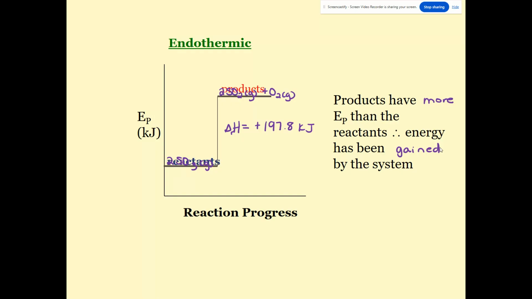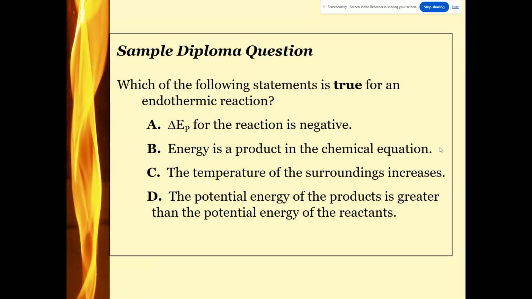So I believe we have a sample diploma question, and then the lesson is over. Which of the following statements is true for an endothermic reaction? I'm hoping when you guys write tests and quizzes in your diploma, you're using something to highlight or underline to make sure you're reading questions very carefully and taking your time. Now, if it asks you for delta EP, that's just like the potential energy diagram. Delta EP is the same as saying delta H. It means the same thing.